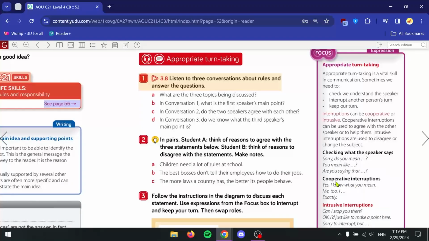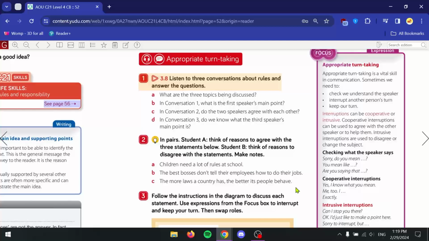The second part is called cooperative interruptions. This is where you interrupt someone, but cooperatively, which means you agree with them. For example, yes, I know what you mean when you decide to go down the slide and it hurts. This is me interrupting you, but cooperatively because I agree with you. Me too, I actually went to Egypt last week. Same thing. Exactly, I did. So this is you in cooperative interruption.